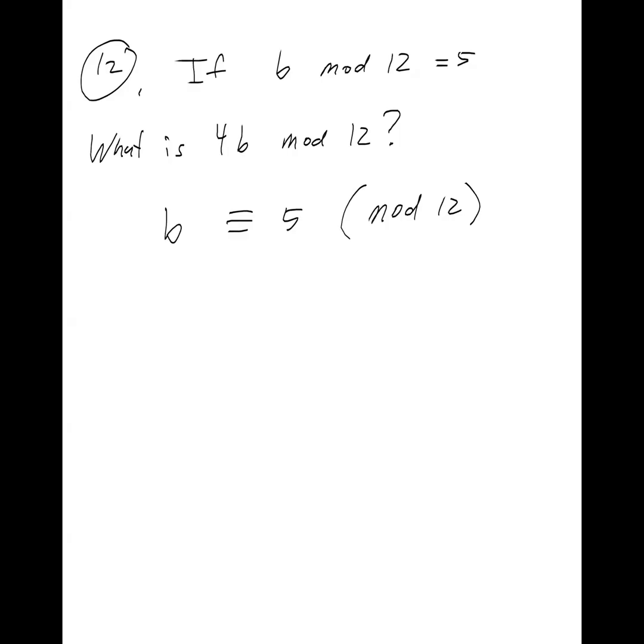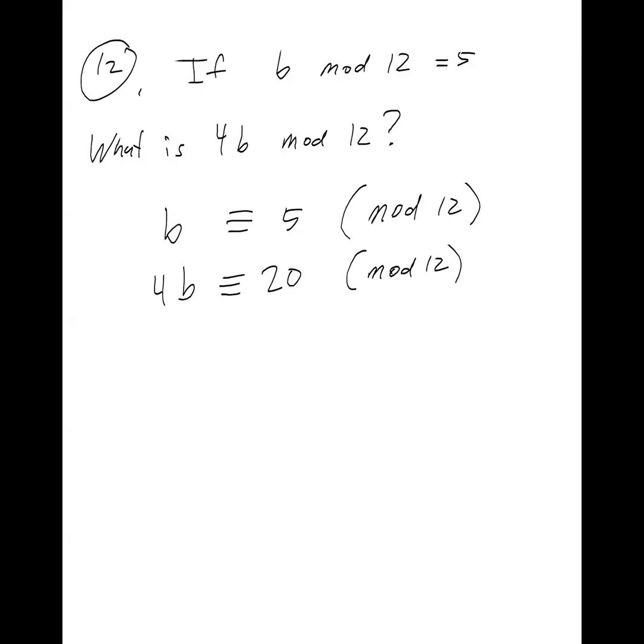You can still multiply them on both sides by an integer, right? So if I want to know what 4b is congruent to mod 12, I can just multiply both sides by 4. So 4b would be congruent to, what's 4 times 5? 20 mod 12. Exactly. So that's the second step.